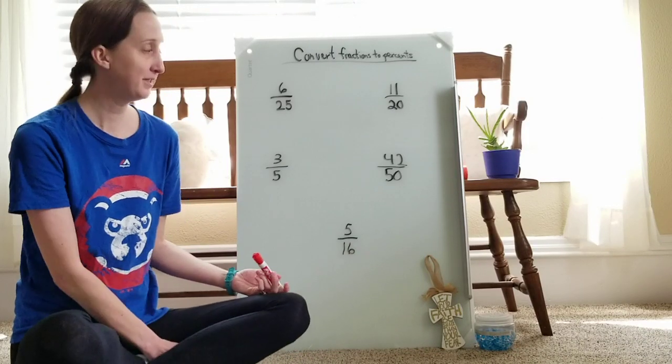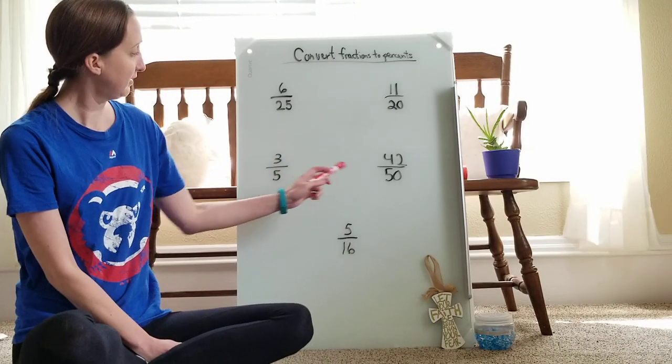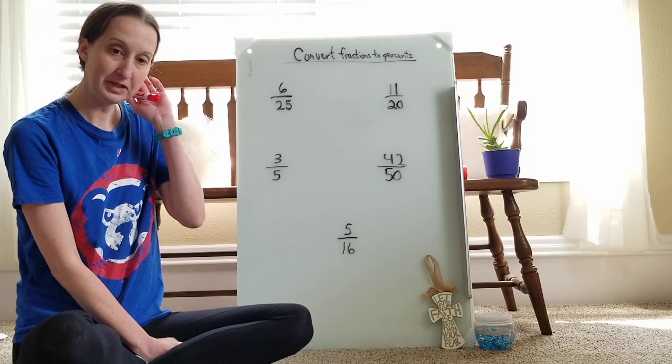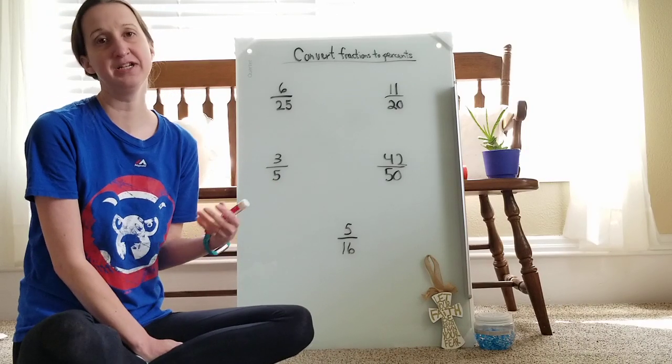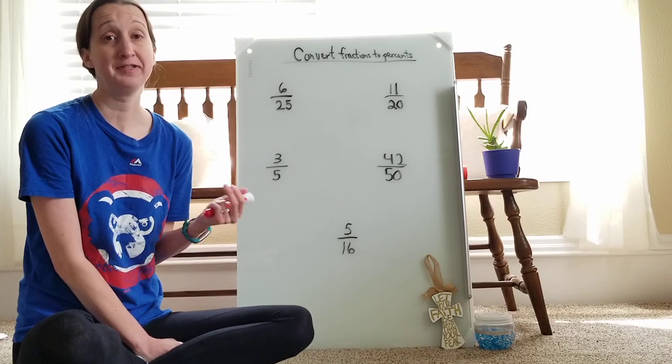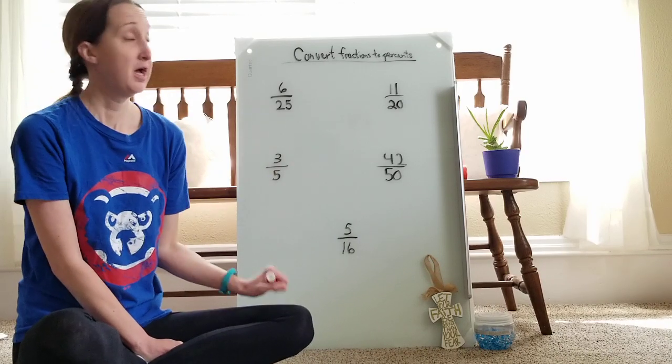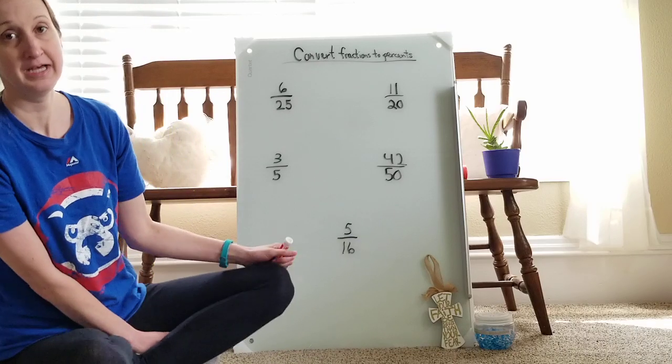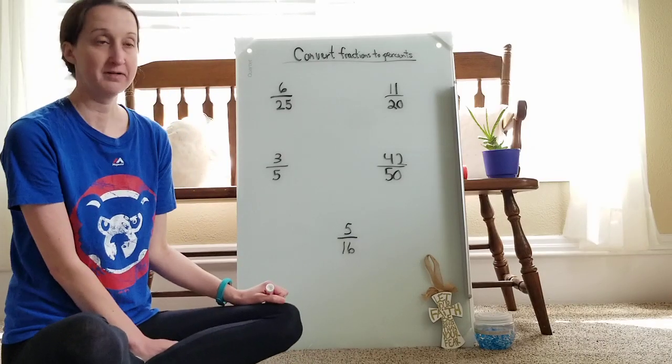Fractions to percents here. I've got 5 problems. What we want to look at is to see if it's the convenient type of fraction. Percent, think cents, there's 100 cents in a dollar. So it's in the convenient category if the denominator goes into 100.